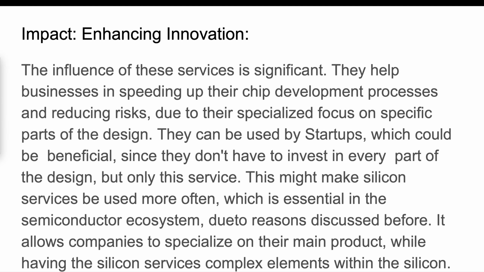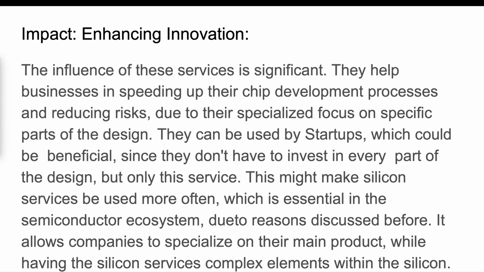It's also good for minimizing risk in the circuit design process, minimizing the potential for errors or mistakes or non-linearities, like anything that might go wrong. Basically, it helps minimize that risk. These silicon services are generally specific to silicon itself. This might make silicon services be used more often, and this is essential in the semiconductor ecosystem. And we've discussed different reasons for that before.